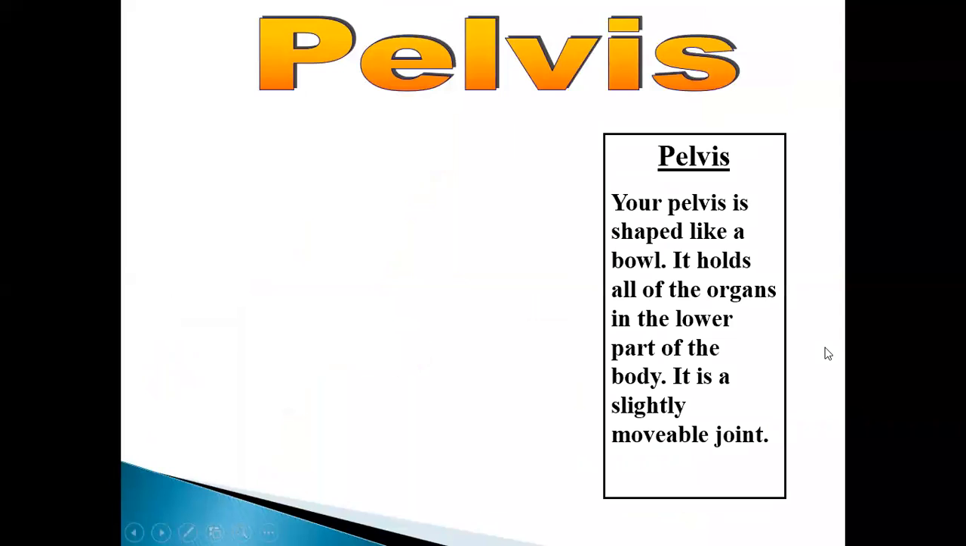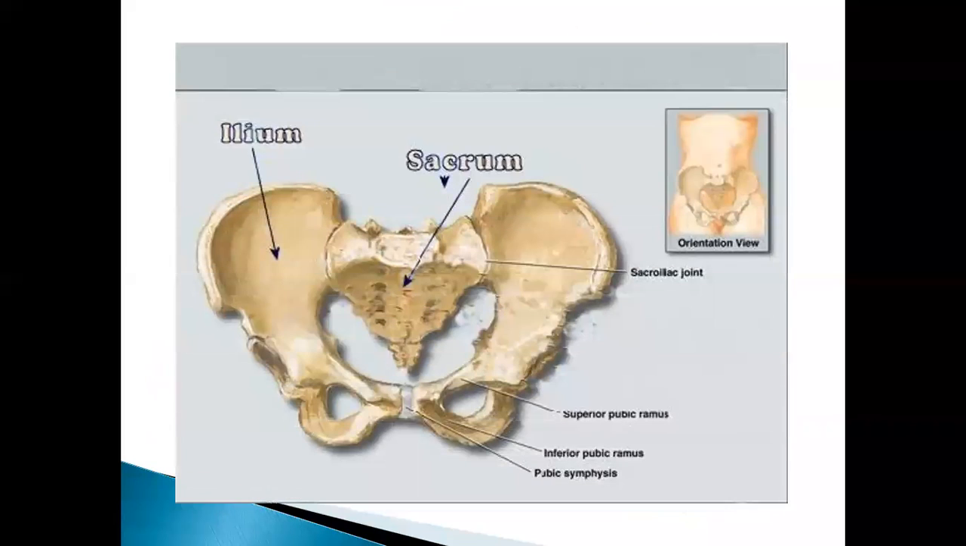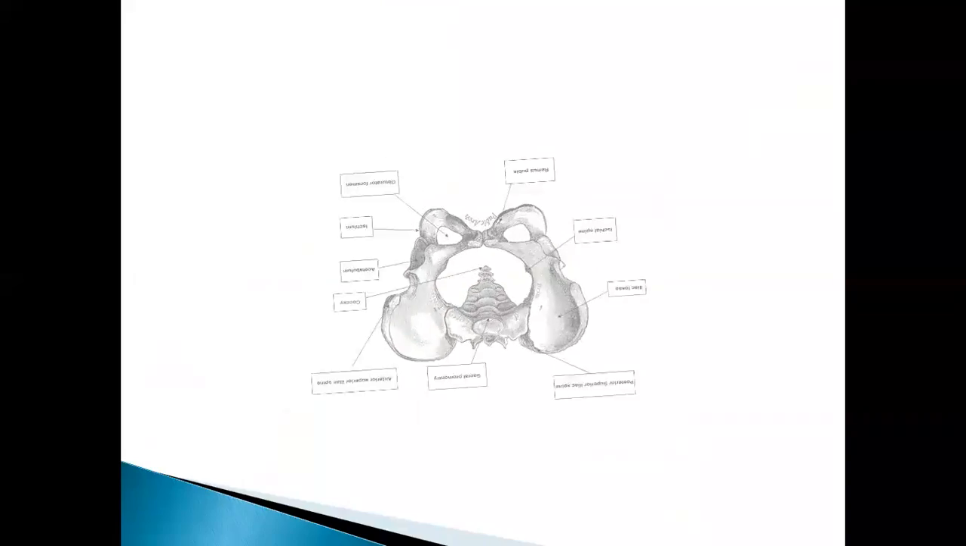We have the pelvis. The pelvis is shaped like a bowl. It holds all of the organs in the lower part of the body and is slightly movable in nature. So this is the pelvis. But when I say the pelvis is slightly movable, remember it is movable only in female, not in male.